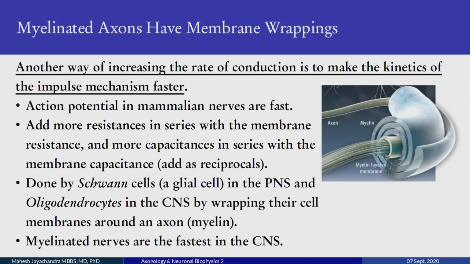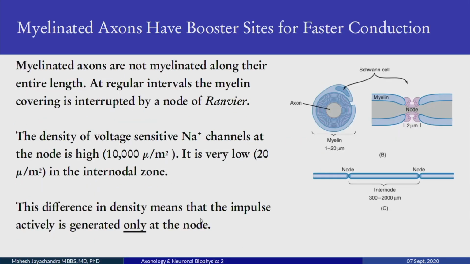We'll get to it in just a bit. So just to remind you, these myelin layers are provided by the Schwann cells in the peripheral nervous system and oligodendrocytes in the central nervous system. They wrap their cell membranes around an axon. And because of this, myelinated axons are the fastest in the central nervous system.